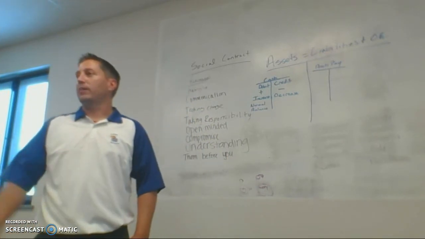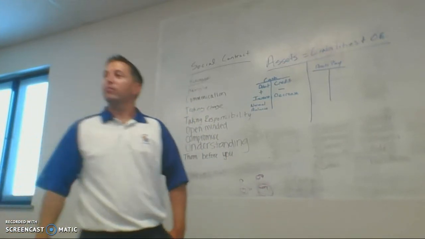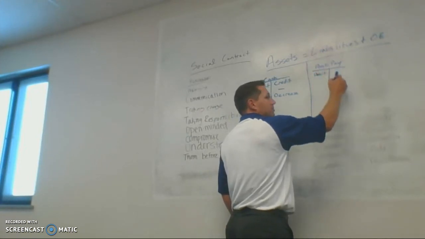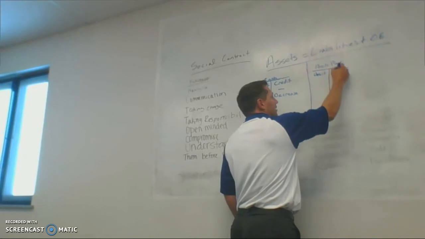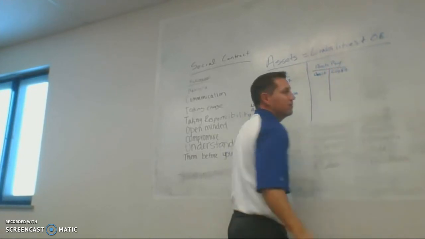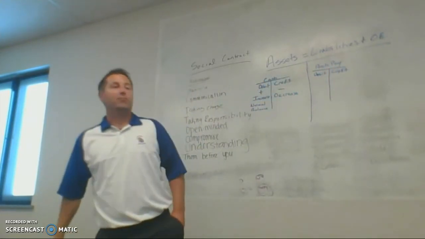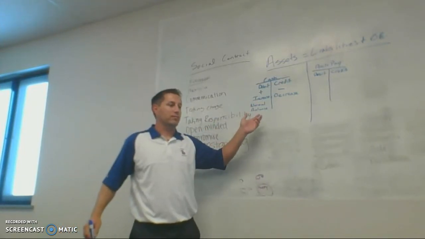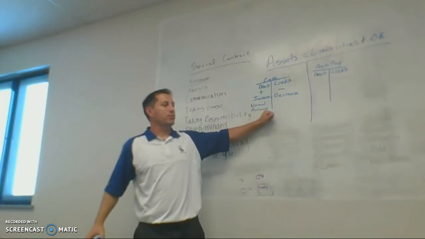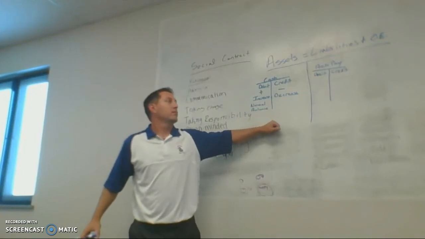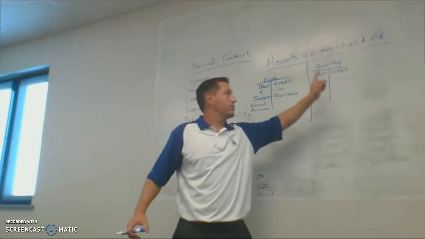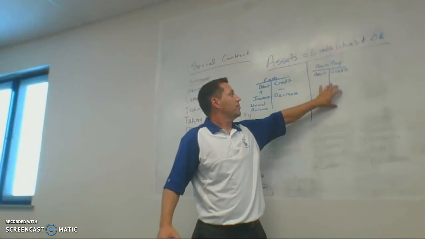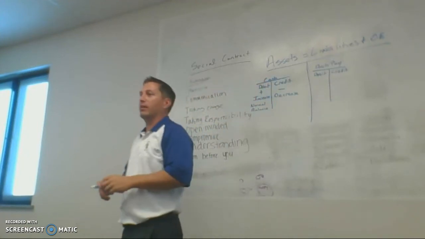Which side's the debit side? Left side, because that's what it means, right? Which side's the credit side? Right side, because credit means right. Okay. Based on what you know about assets, we're going to go to the other side of the equation, the other side of the equal sign. What can you predict, increase and decrease wise, on liabilities?